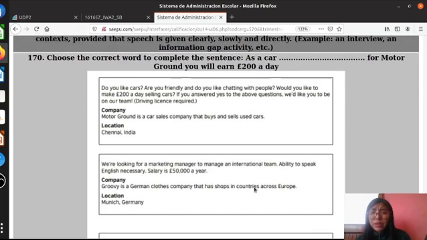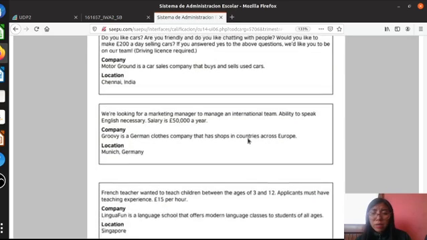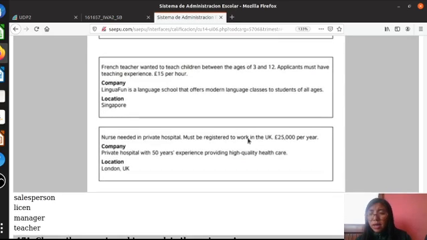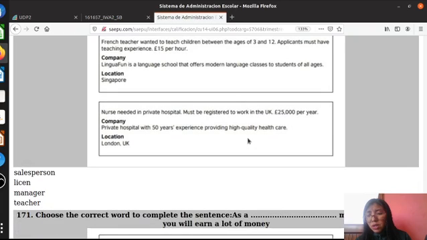¿Qué nos pregunta? Choose the correct word to complete the sentence. As a car salesperson for Motor One, you will earn 200 euros a day. Okay, so what do you have to complete here? Salesperson, lecturer, manager, or teacher. What is the best option?